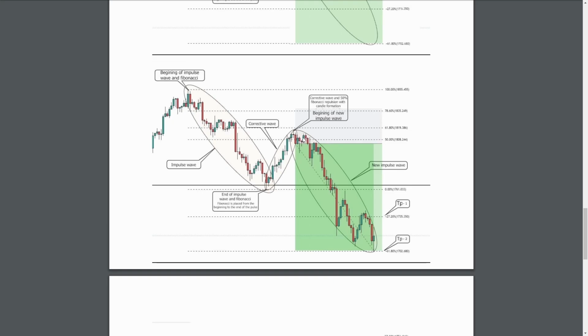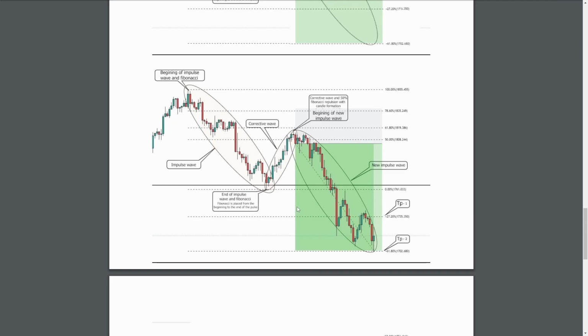I will try to find such examples so that I can show you in this video. So, we have a retracement of 50%. We have an evening star formation. We are entering a deal. First take profit we take at the level of 27.2%. This is one of the levels that is almost always reached by the price.